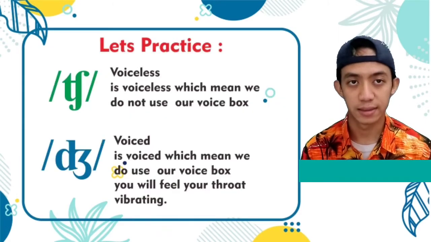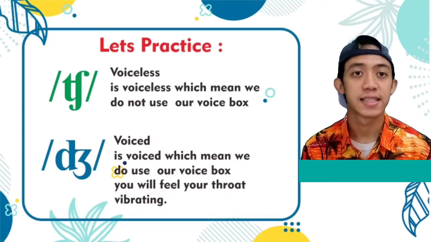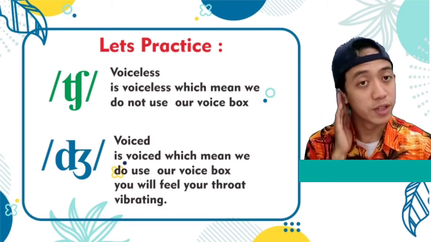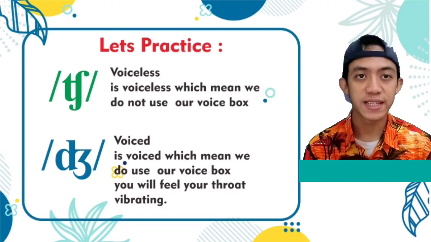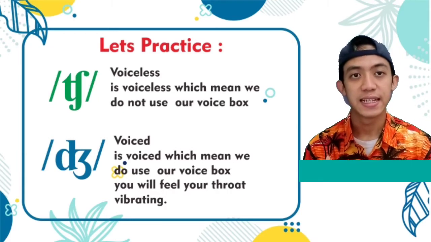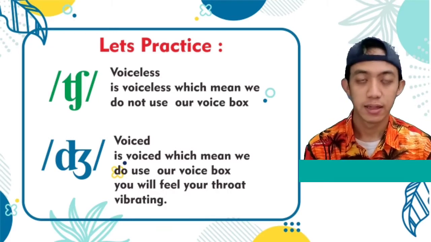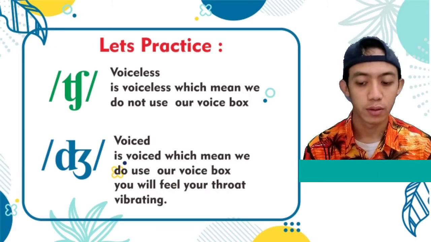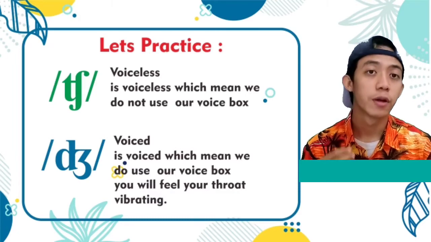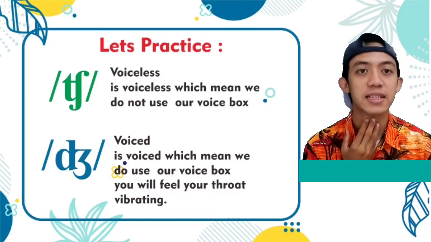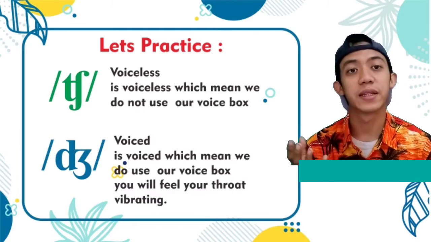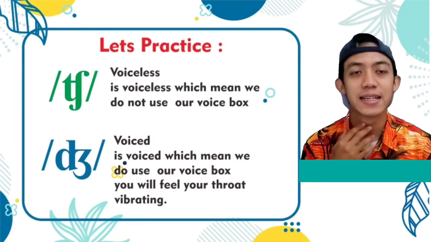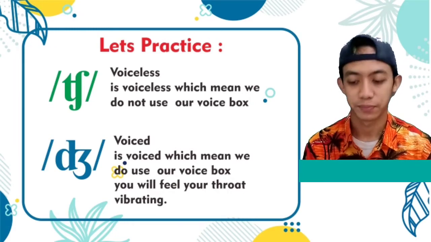Okay, let's practice. Ch is voiceless, which means we do not use the voice box. J is voiced, which means we do use the voice box. You feel your throat vibrating.